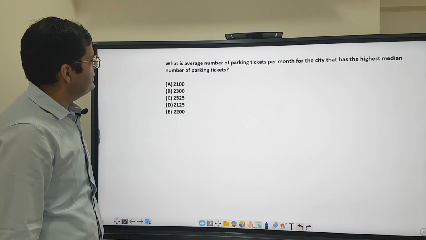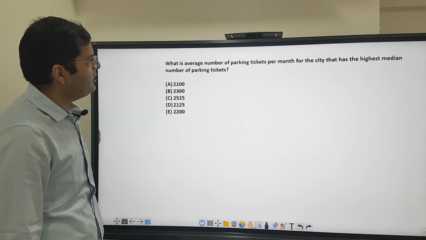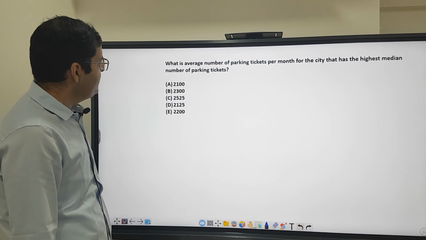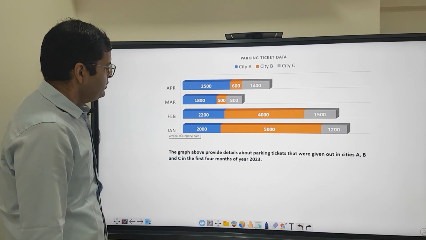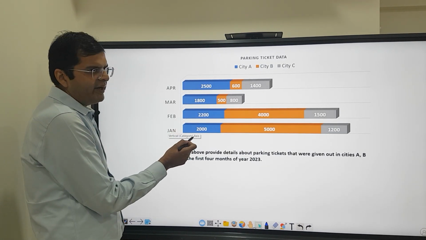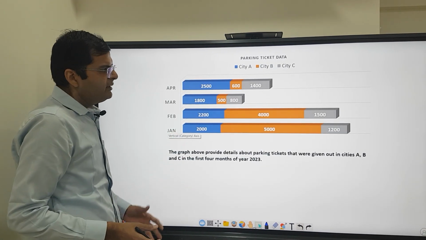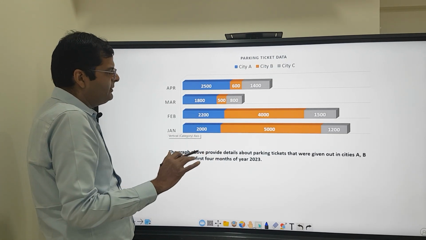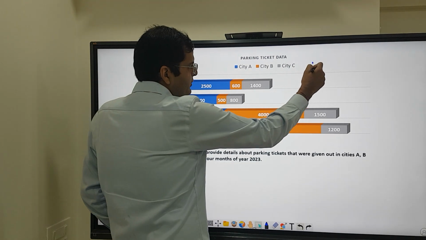So the first question on this set says, what is the average number of parking tickets per month for the city that has the highest median number of parking tickets? So median is you arrange the numbers in ascending order. There are 4 data points. So the second and the third, average of that will be the median. So I'll just write the median for city A.